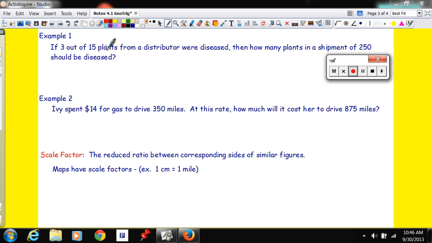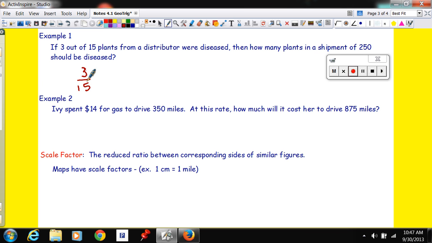If 3 out of 5 plants from a distributor were diseased, then how many plants in a shipment of 250 should be diseased? So we're looking for a proportion that we could solve. It says 3 out of 15 plants. So 3 plants diseased out of 15 total plants that they send. That's a ratio, 3 to 15.